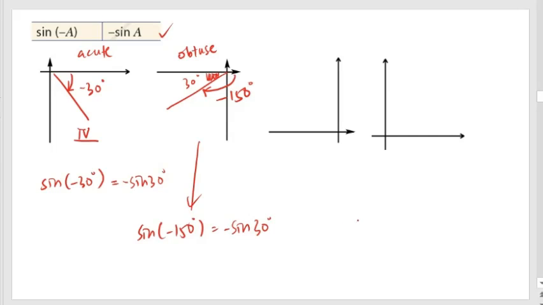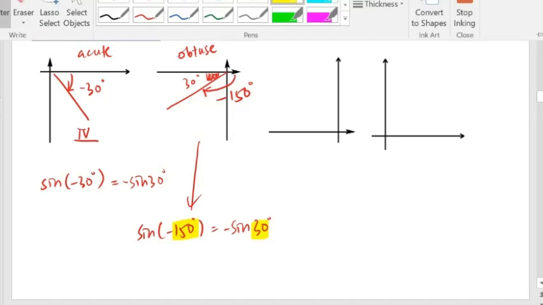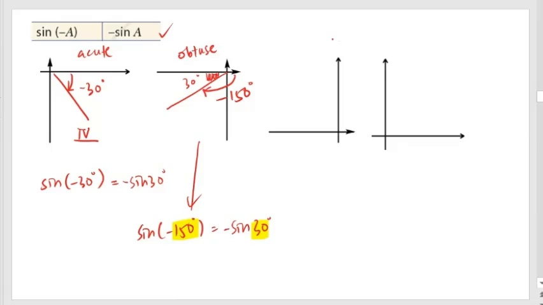You see, is the value the same? The value is not the same, because one is negative 130 and the other one is 30. So this one cannot apply. It means that the value for the question asked is not in this form. And the same thing happened to the reflex angle.